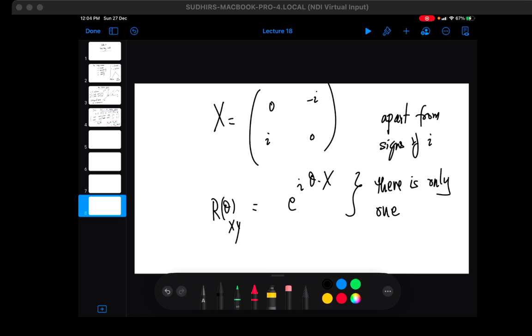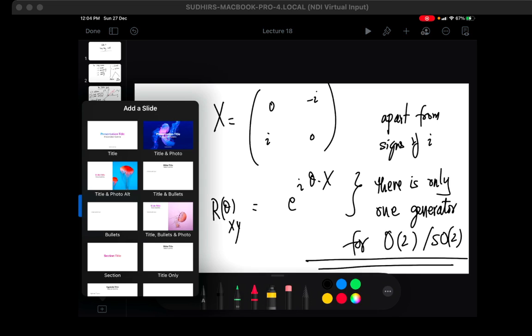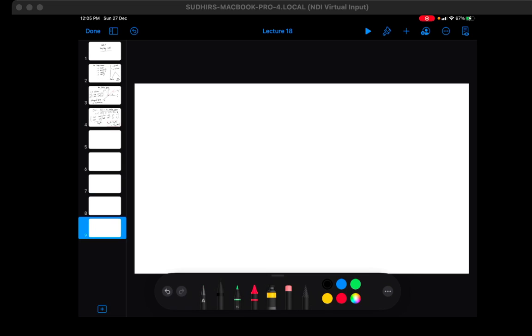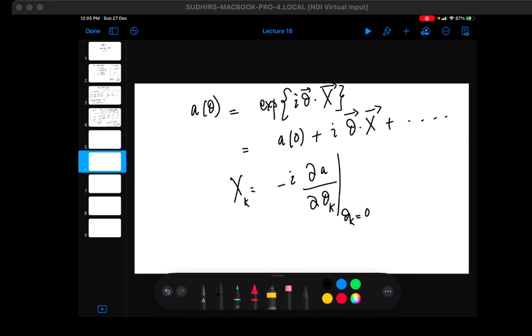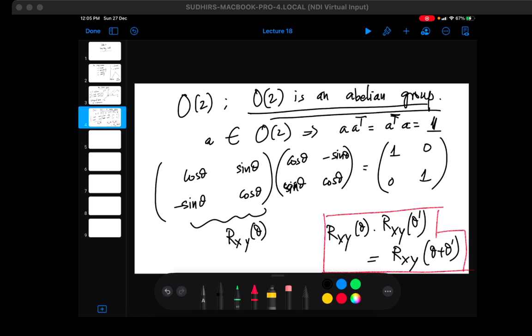This is also true for SO2. SO2 is a special orthogonal matrix in which the determinant is also 1. In fact, the representations which I have shown are actually true for SO2. This is true only for SO2 because the determinant is 1.